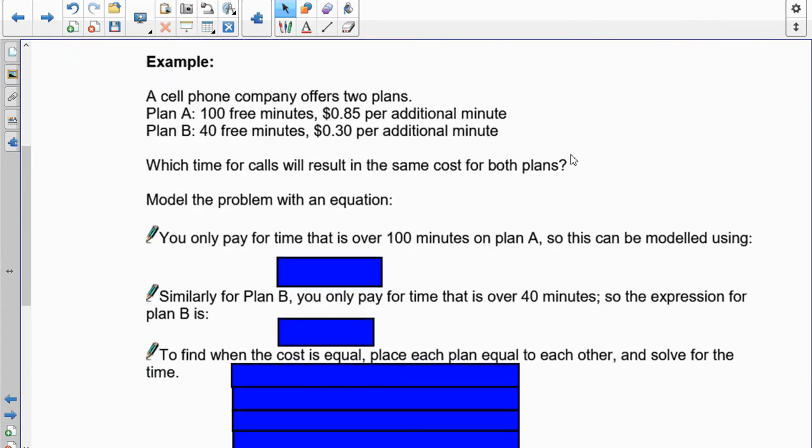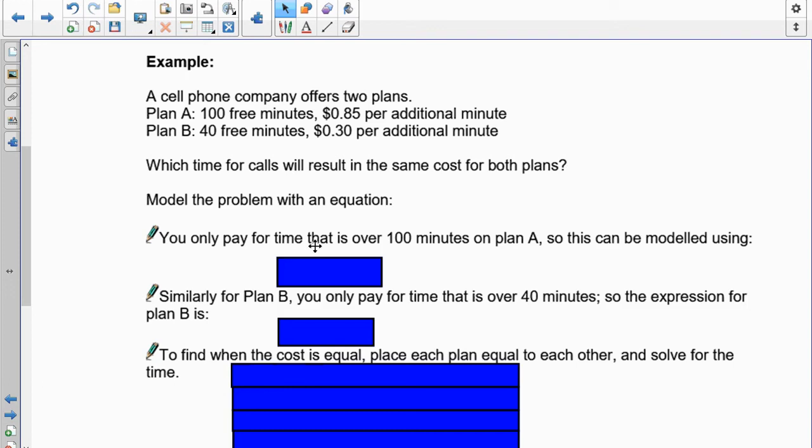So here's another problem. A cell phone company offers 2 plans. Plan A is 100 free minutes and then 0.85 per additional minute. Plan B is 40 free minutes and 0.30, which is 30 cents per additional minute. Which time for calls will result in the same cost for both plans? So where is the point where that actually balances?